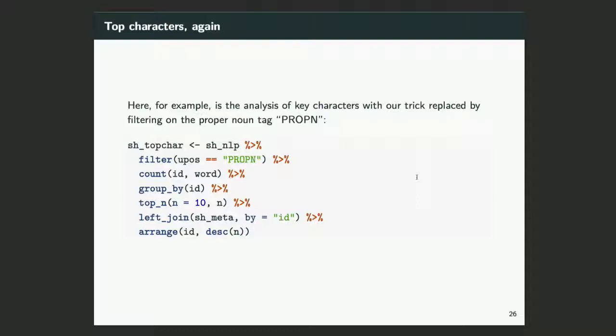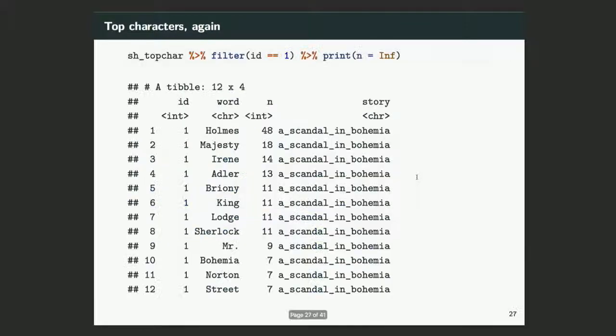So I'm going to take my data set that comes out of the annotation object. I'm going to filter it where just the universal part of speech is equal to the proper noun, so PROPN. And I'm going to count by ID, by story, and by the word, and figure out what are the most common words, and select just the top 10 most frequent proper nouns, join it into the metadata, and look at them. So this is what we did before, except instead of having this hack where I'm trying to figure out, is this capitalized or not, I'm going to use this model that was trained on a large corpus and is much more accurate and nuanced than that to figure out what the proper nouns are.